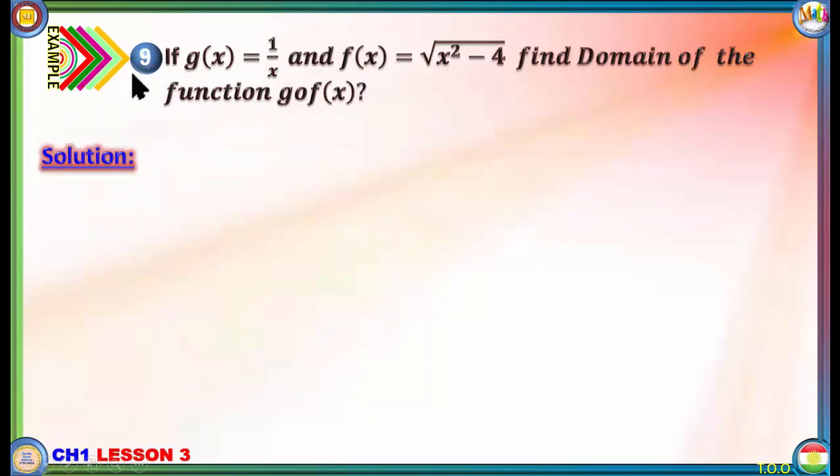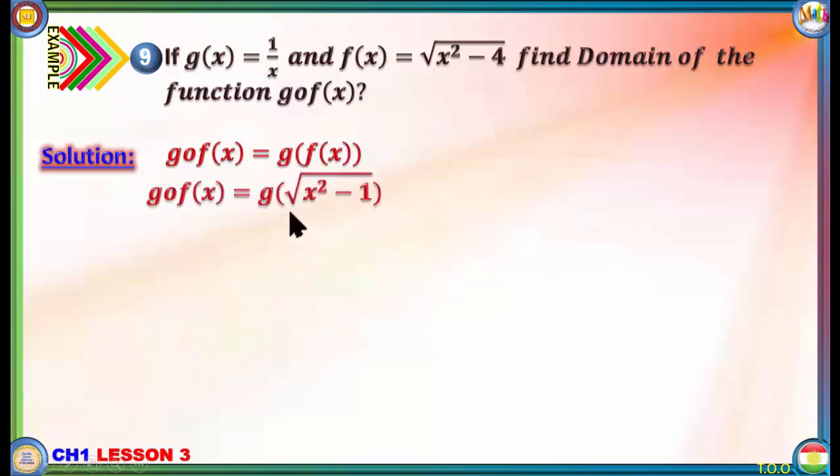That means C is the correct answer. Example number 9. If g(x) is equal to 1 over x and f(x) is equal to the square root of x squared minus 4, find the domain of the function g of f(x). First of all, let's find g of f(x). It is g of the square root of x squared minus 4, replacing here, it becomes 1 over the square root of x squared minus 4.